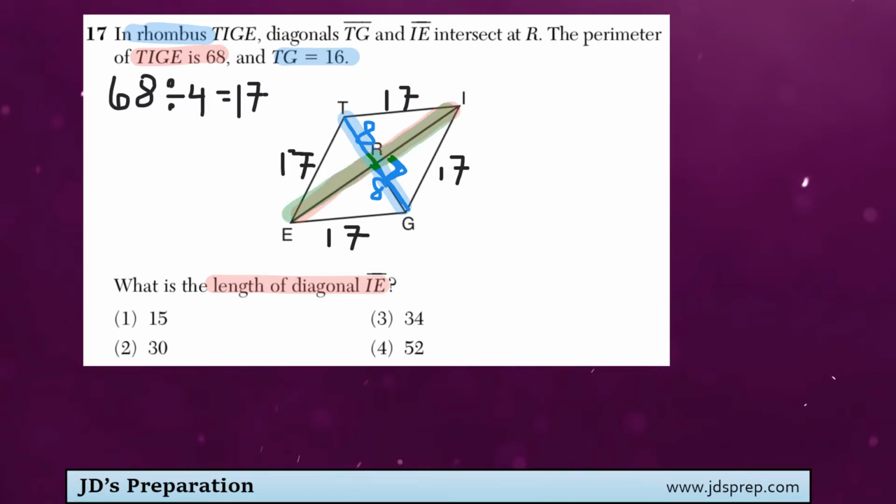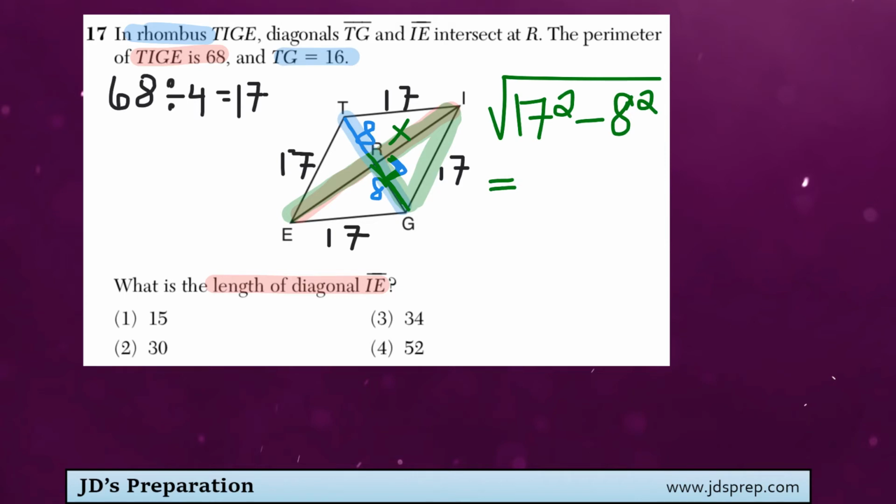Well, the trick here is to notice that we've got a right angled triangle. We know one side length is 8, and the hypotenuse length is 17. So to find the length of IR, let's just call it x here, we're going to use the good old Pythagorean theorem. Because we're not looking for the hypotenuse, we are going to be square rooting the hypotenuse squared minus the leg squared.